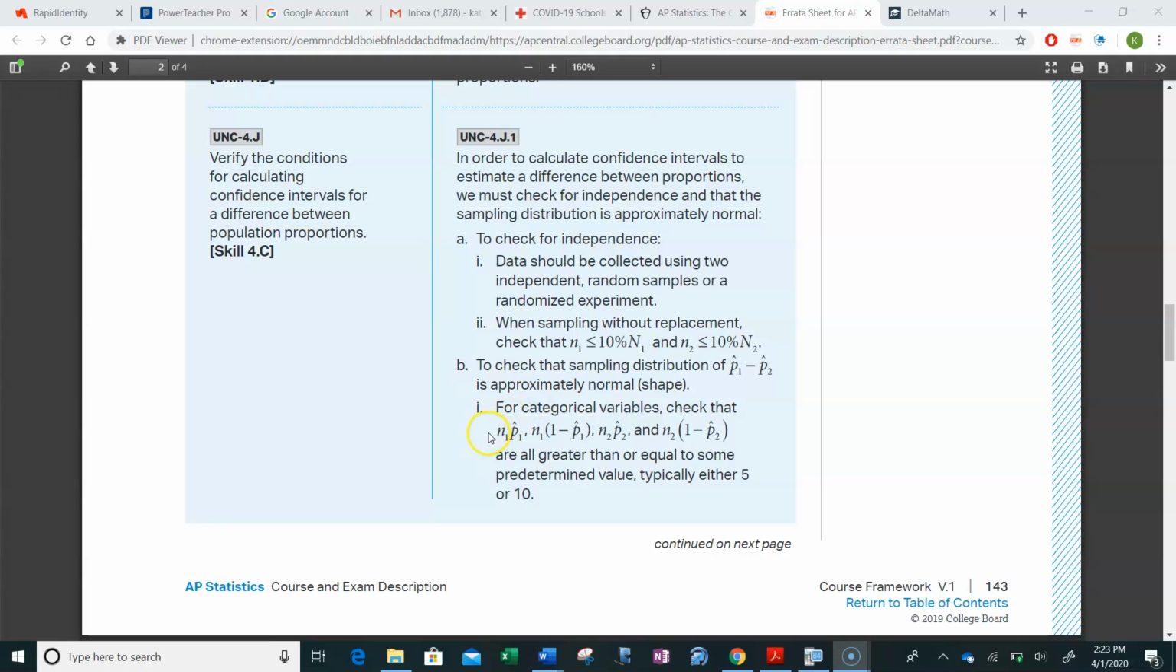Like we talked about yesterday in our little Zoom meeting, so that we can use the shape is approximately normal, we check our large counts condition by doing the sample size times the p-hat for that sample size. So pretty much it's the sample size times the proportion of successes, and then the sample size times the proportion of failures. And you do that for each sample. And we have to make sure they're all greater than or equal to 10.